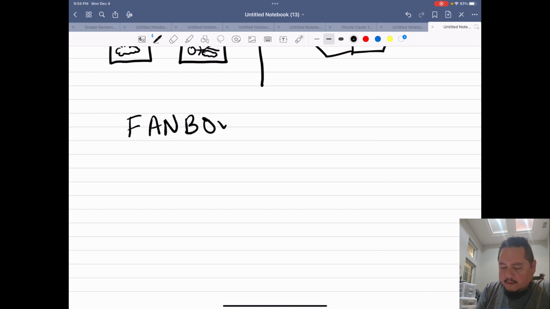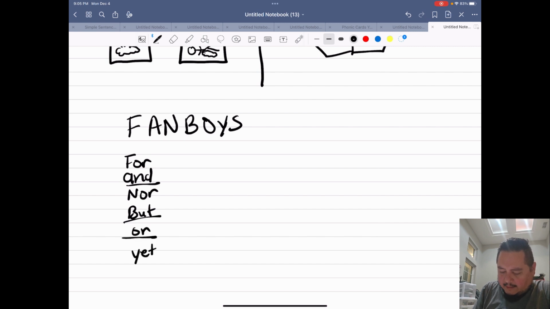Those are the fanboys. We start with the word for, that's a conjunction. We went over the others, and the reason we didn't do the word for is because we really don't use it as a conjunction anymore. It was used many, many years ago. We might still use it, but not like we used to. Nor, not very common. Or, very common. Yet, sort of the same thing as but and so.